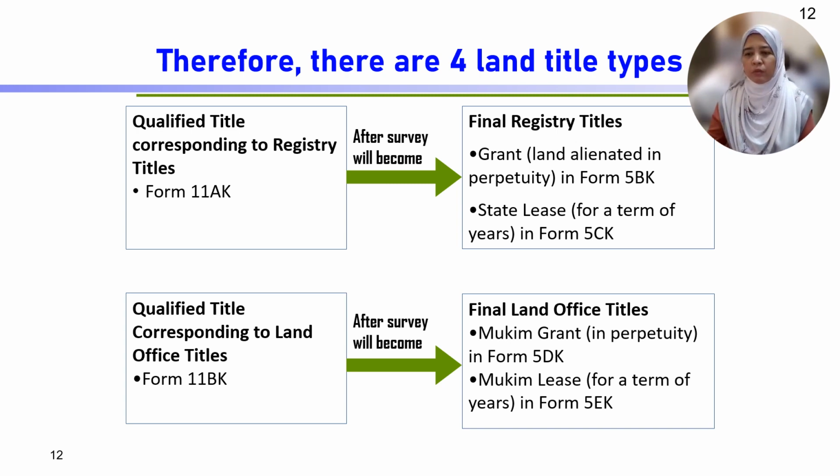So it is easy to remember like that. Do you have to remember it? It's good to know. And you see the difference in terms of the number: 11 is for qualified, 5 is for the final title. So that's how the forms are organized from qualified title to the final titles, and then according to whether it's under freehold or under leasehold.